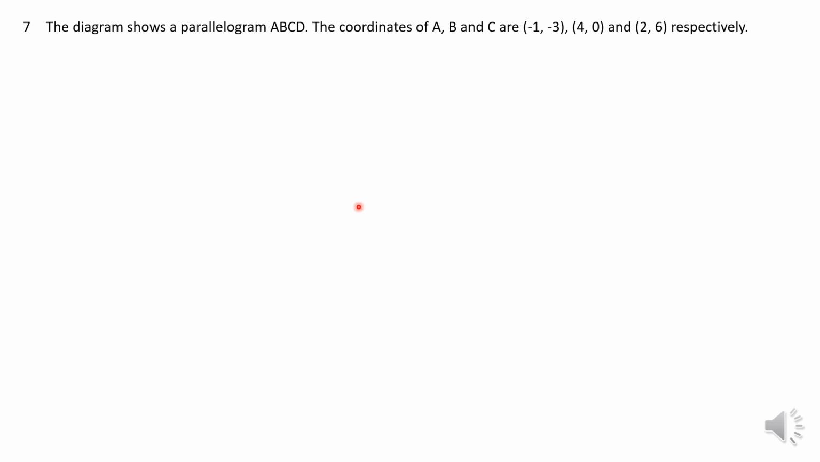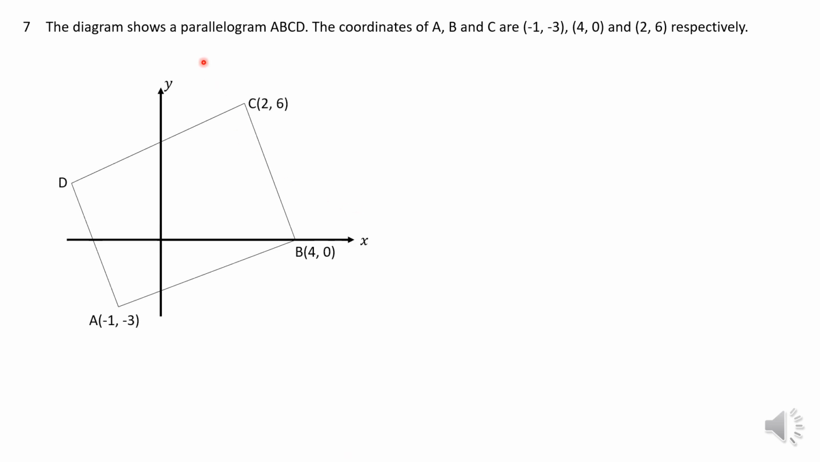Question 7, the diagram that I'm bringing up here shows a parallelogram. Now, also it's not drawn to scale, so do not think that you can start measuring things. That's not how you solve this question. This is coordinate geometry. And as you can see, you've got point A, negative 1, comma, negative 3. You have point B, 4, comma, 0. You have point C, 2, comma, 6. This is X and Y coordinates, okay? And D is missing, the coordinates of that point. So later on, we'll be asked to find that.